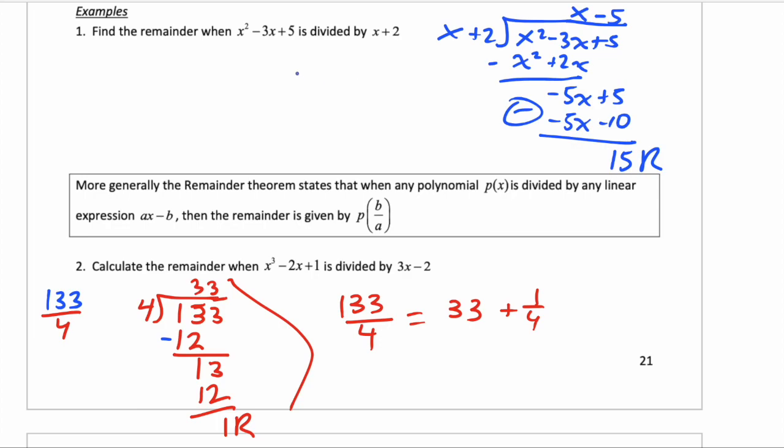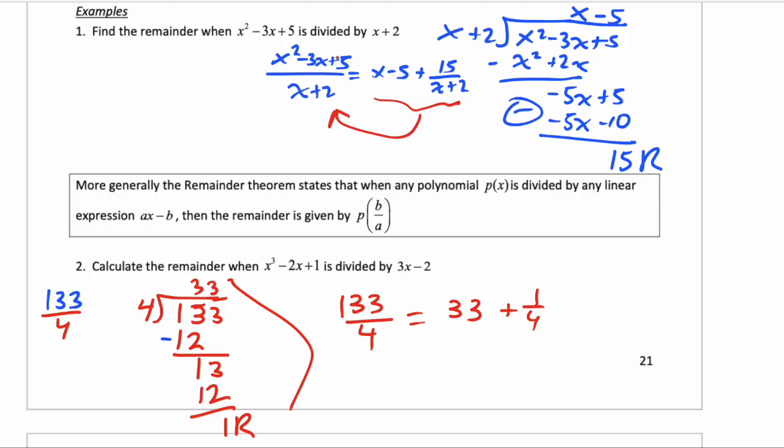Okay? This means that x squared minus 3x plus 5 divided by x plus 2 equals exactly x minus 5 plus the remainder out of what we just divided by. So these are equivalent. If you take this expression here and get a common denominator and add them together, you will get this one here. So they're equivalent, okay?